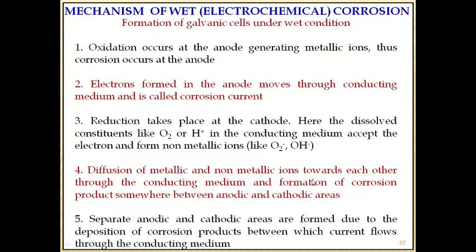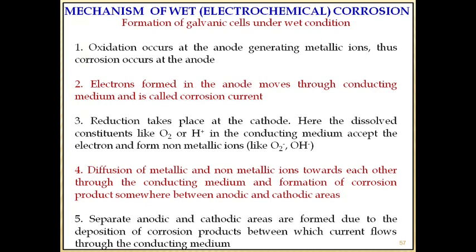You have to remember the metal is acting as the anode and metallic ions will be produced. The element which is very near to the surface of the metal will be acting as the cathode. Non-metallic ions will be produced there. After the production of metallic and non-metallic ions, they will diffuse to each other and you will get the corrosion product somewhere in between the anode and cathode.